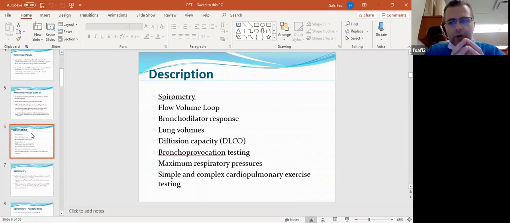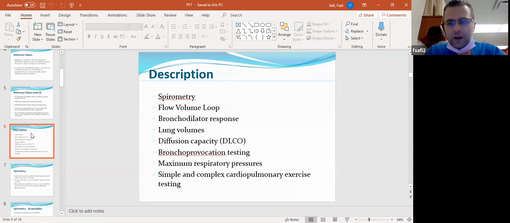Then we have two more tests that I will briefly explain in this lecture, which are the maximum respiratory pressures. The maximum respiratory pressures can measure the maximum inspiratory and the maximum expiratory pressures. And those will measure the strength of your cough. So we measure that for anyone who's in the hospital who cannot clear his secretions.